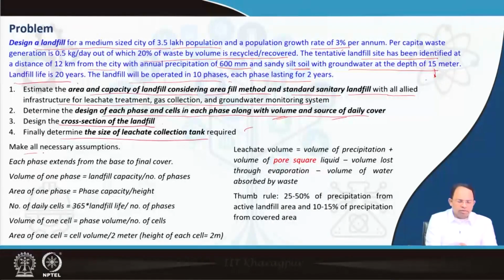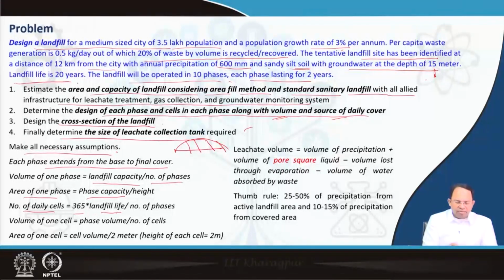Now a few assumptions or a few rules that have been given to us. Each phase extends from base to final cover. So that means each phase would be done in this way. That means if I have a landfill site, something like this, right? So we don't do one above another. Volume of one phase equals landfill capacity divided by number of phases. Area of one phase equals capacity divided by height of the landfill, of course. Number of daily cells equals 365 into landfill life divided by number of phases.